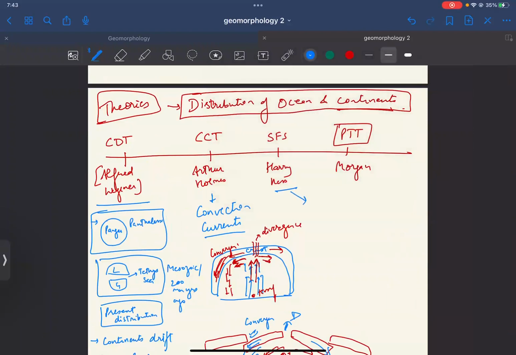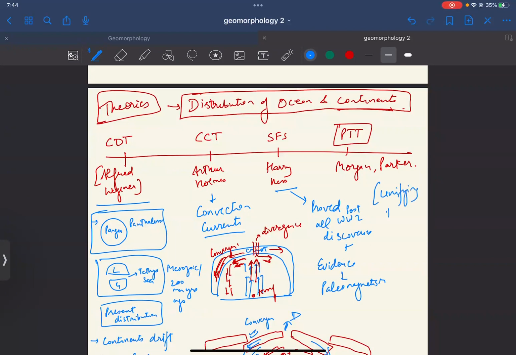Seafloor spreading basically proved all the post World War II discoveries. Plus, what evidence did we give? The evidence was paleomagnetism. So this was used to explain it. All right. Now the next theory comes: plate tectonic theory. Most important theory. See, the important keyword that you need to remember is that it is a unifying theory.